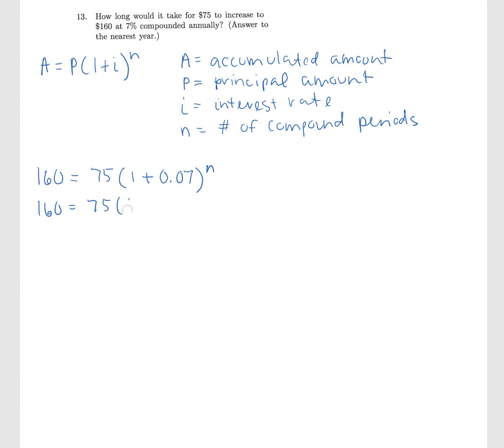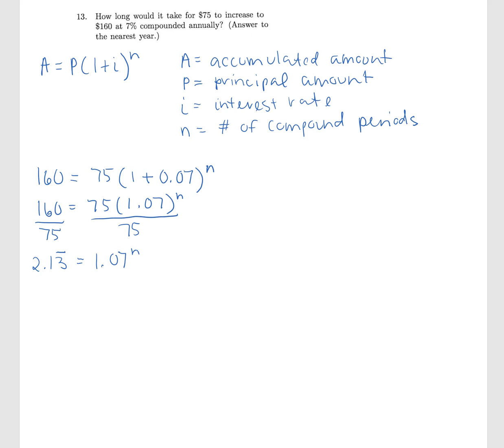So starting out, I'm just going to add what's in these parentheses. So that gives me 1.07 to the power of n. And next I'm going to divide by 75 on both sides of my equation. 160 divided by 75 is a bit of a messy decimal. It ends up being 2.13 repeating. I'm just going to leave it like that. And this is equal to 1.07 to the power of n.